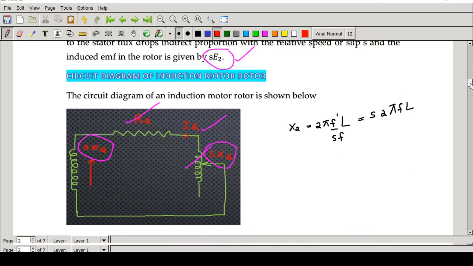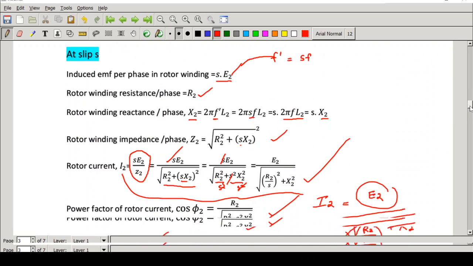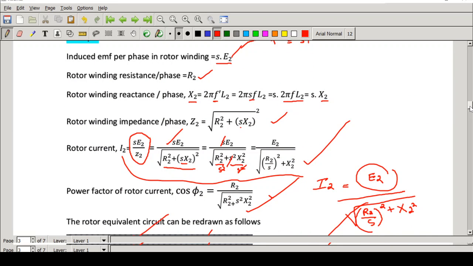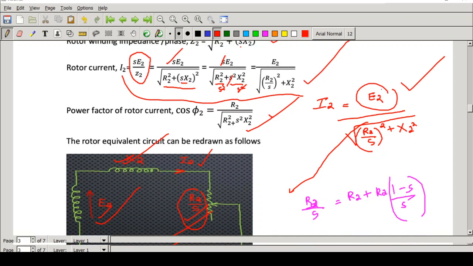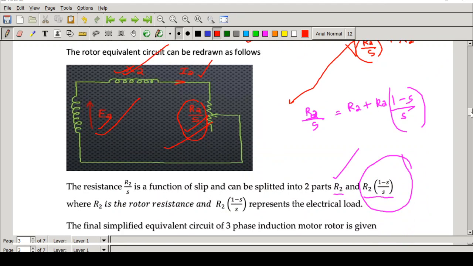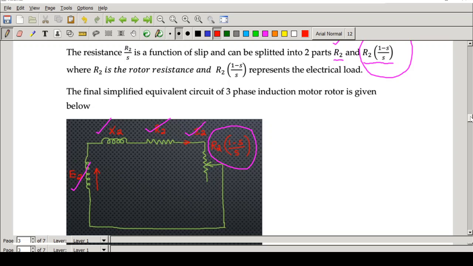Then the circuit diagram, right? So the circuit diagram we modified. There are two conditions: standstill condition and rotating. That is, when the rotor starts rotating is the second condition, and we simplified the equations. Okay, we got this expression, right? I2 is equal to E2 by square root of (R2 by s) the whole square plus X2 squared. We represent it like this. Later on what we did, we split this R2 by s into two. That is R2 plus R2 into (1 minus s) by s. So this will represent the load and this will represent the resistance of the rotor winding. Okay, and we represent it like that.